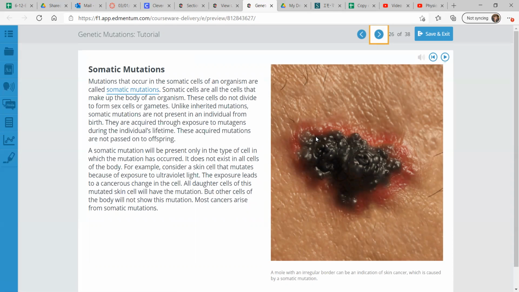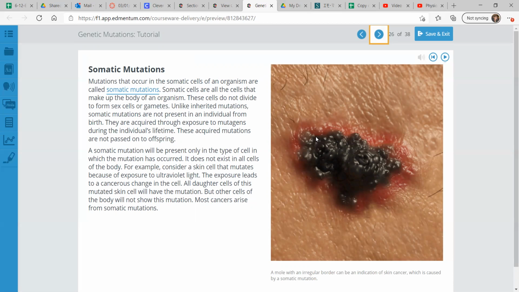Somatic mutations are mutations that occur in the somatic cells of an organism. Somatic cells are all the cells that make up the body of an organism. These cells do not divide to form sex cells or gametes. Unlike inherited mutations, somatic mutations are not present in an individual from birth. They are acquired through exposure to mutagens during the individual's lifetime.